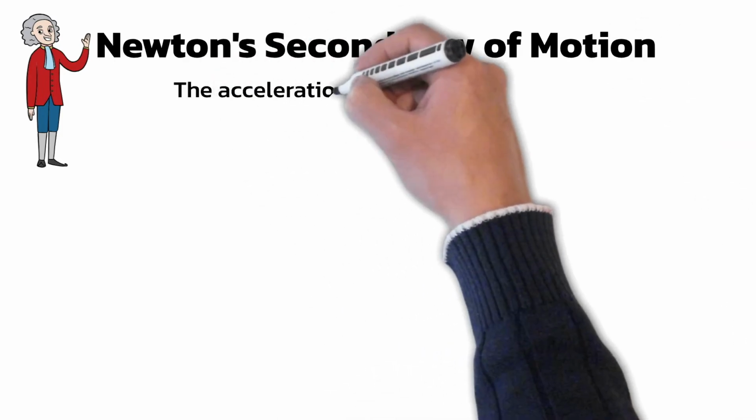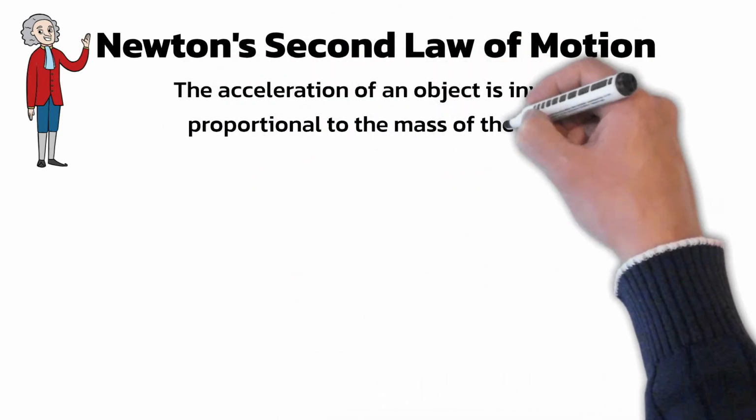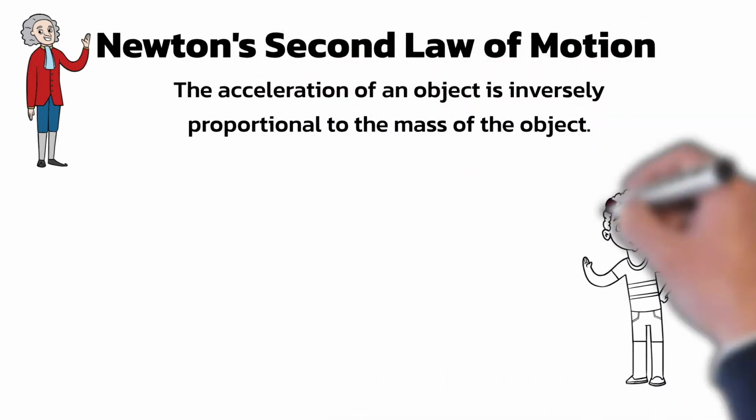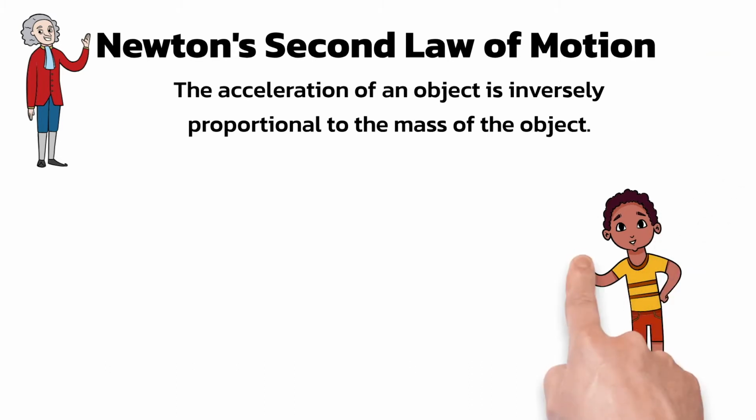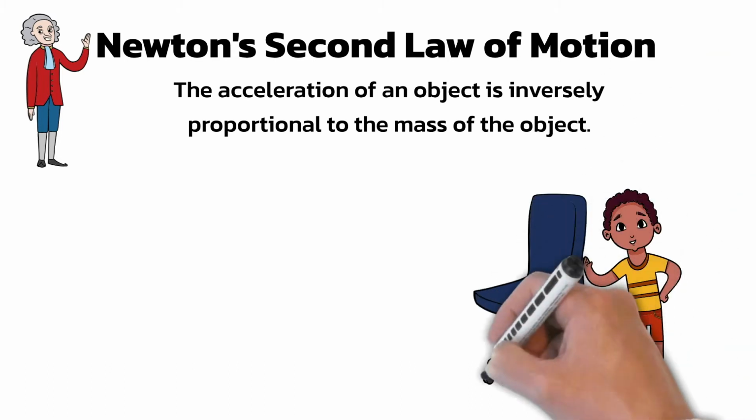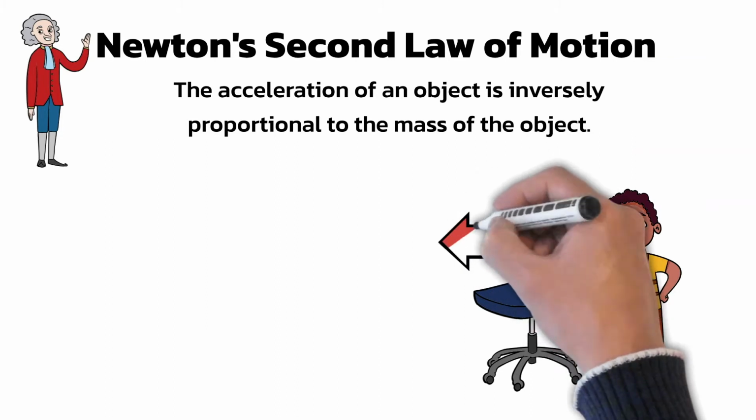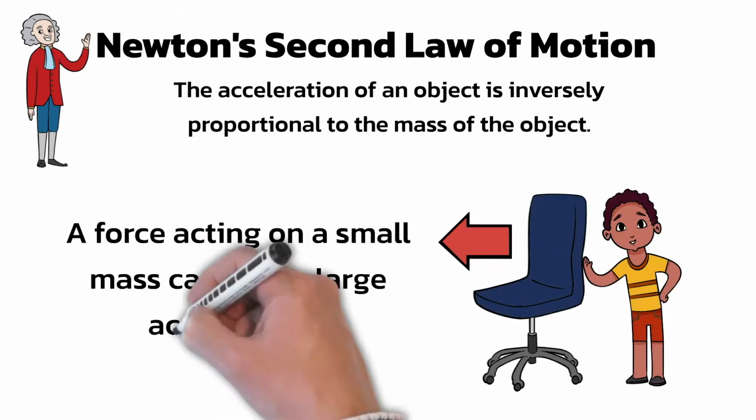The second part of the law says, the acceleration of the object is inversely proportional to the mass of the object. Let's have a look at what this means. If Jack pushes the empty chair, it will move fairly easily. So Jack's push force causes quite a large acceleration.